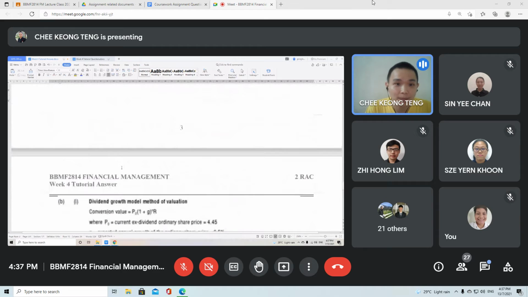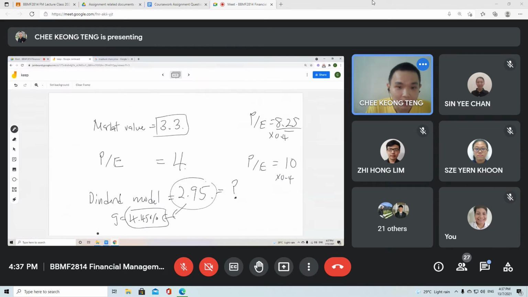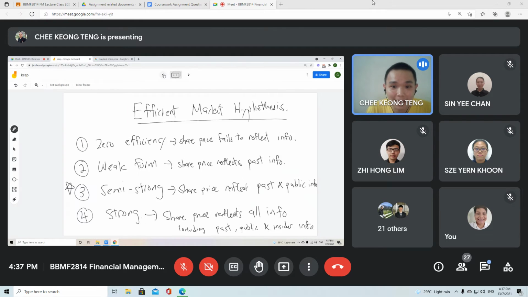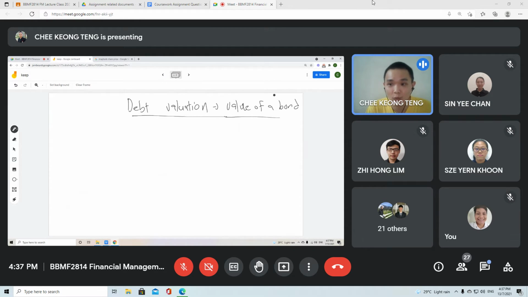And then we have question B. Okay, so before I pass the floor to you, a quick revision. Just now, remember the last thing for today is the debt valuation, the value of a bond. So just a quick revision. Value of a bond. So how does a bond work? Like what I told you, a bond is a borrowing. So usually, how does it work?